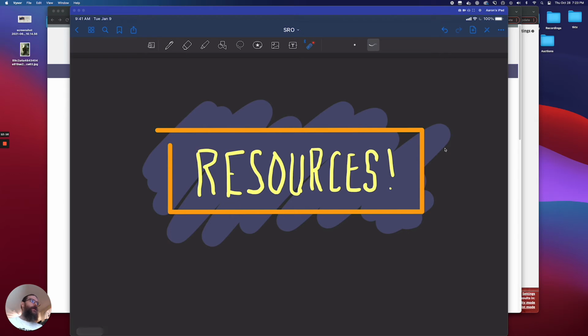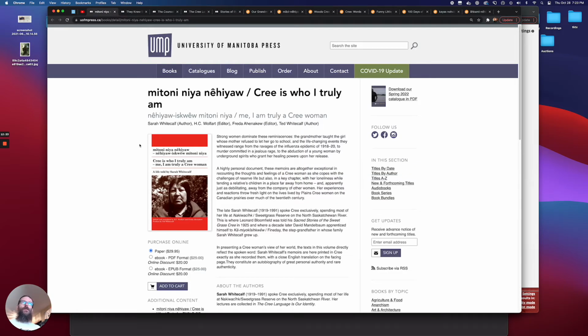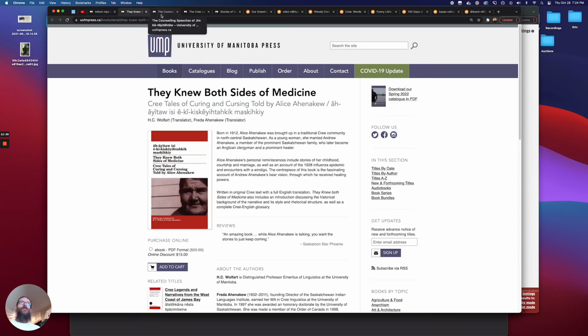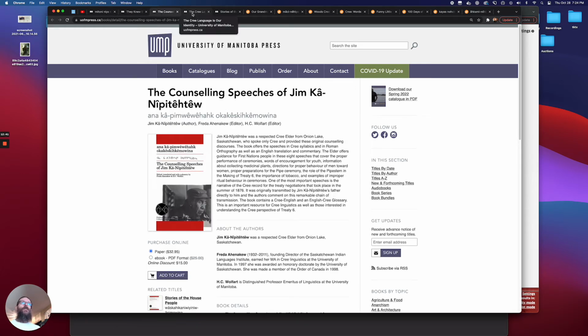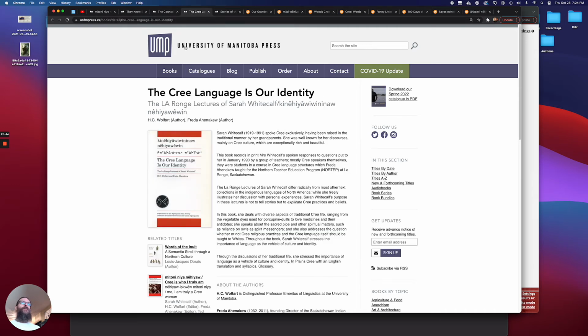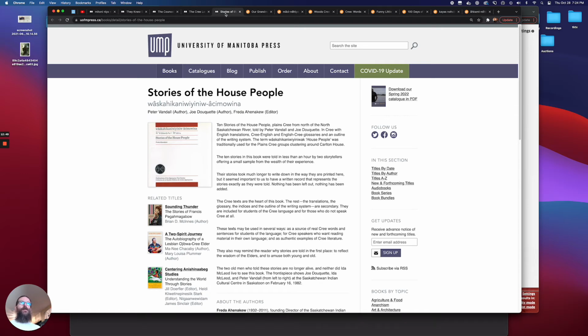Yeah, and the reason I think SRO is so important, and I'll flip over to my browser here, is that there are so many resources. We really couldn't talk about SRO without talking about Freda Ahenakew, a Nihiyaw scholar who did a huge amount of work and published all these amazing books. Some of these are pretty advanced, but they're really worth a study. The English is in there, the syllabics are in there, so if you know syllabics, you can read them.